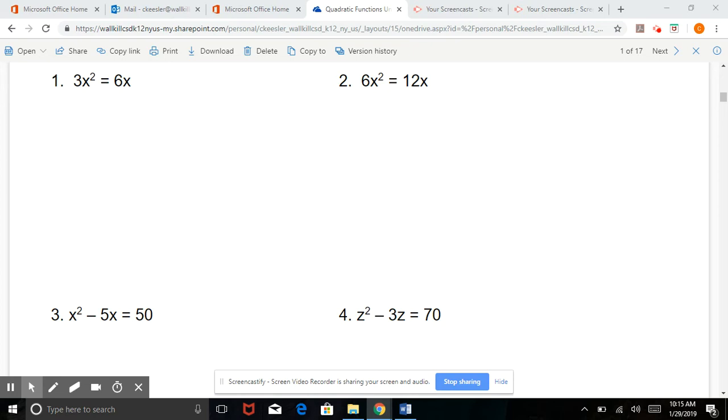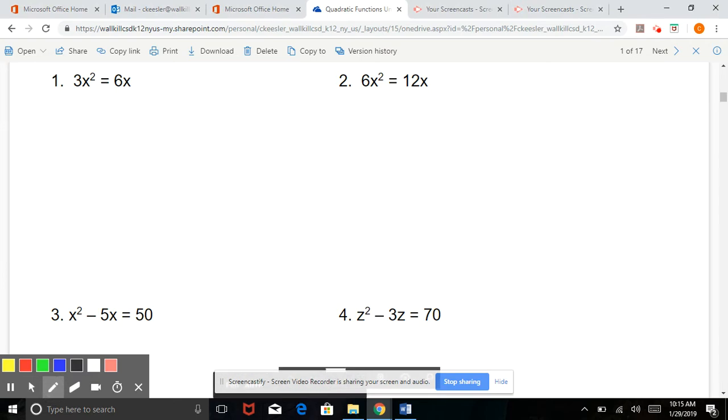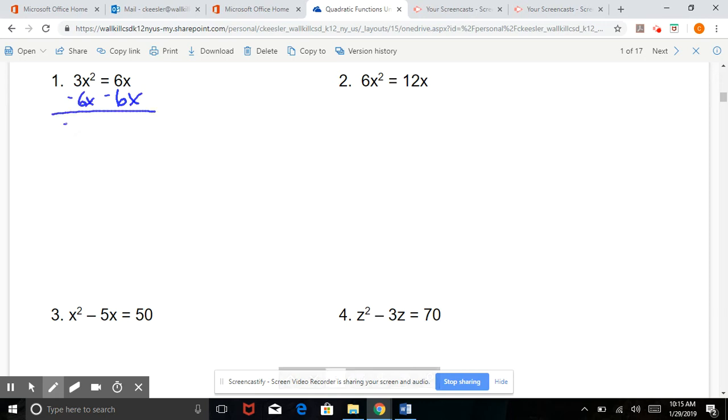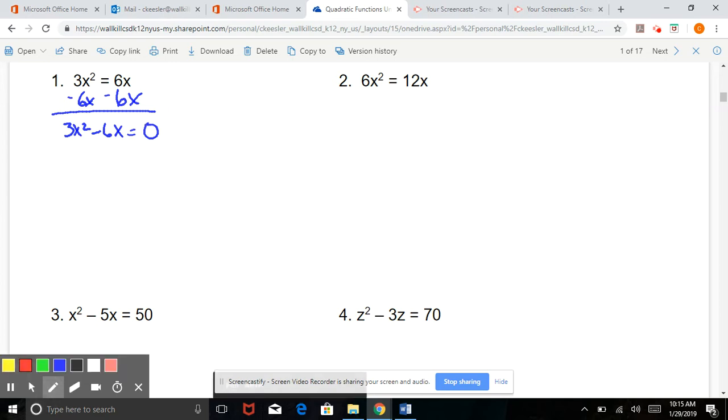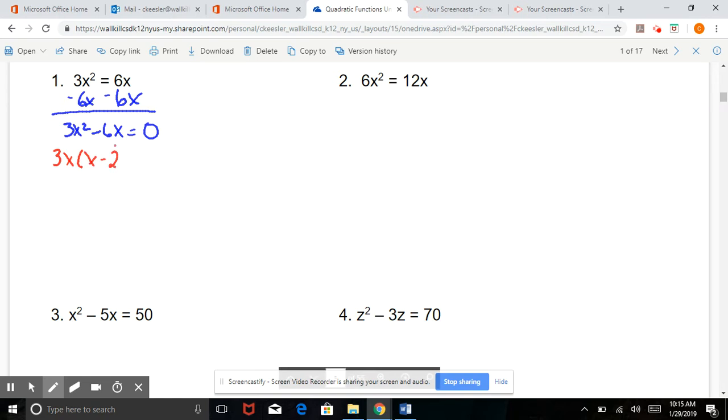In the case of number 1, we don't have 3 terms, we only have 2, but we can still set it equal to 0 and factor. So we're going to start by subtracting 6x from both sides, which gives us 3x squared minus 6x equals 0. Now, I don't have a trinomial, so it's not going to be 2 binomials that I factor it into, but you should notice that within that binomial, I have a common monomial factor. That common monomial factor is 3x. If I factor out 3x, I'm left with x minus 2.